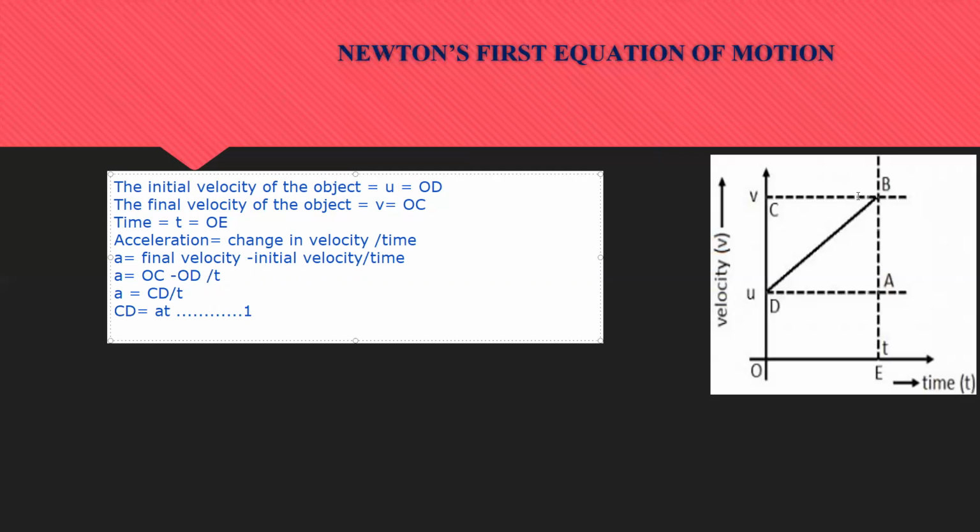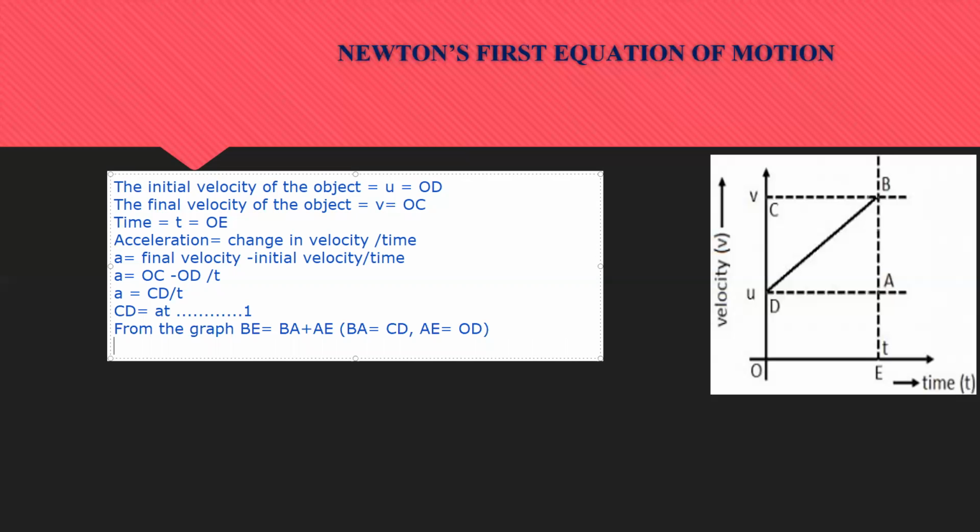Now, again look at the graph. A line parallel to the y-axis passing through the point B is drawn. I have already drawn this line. From this graph, BE is equal to BA plus AE. And we know that BA is equal to CD and AE is equal to OD.